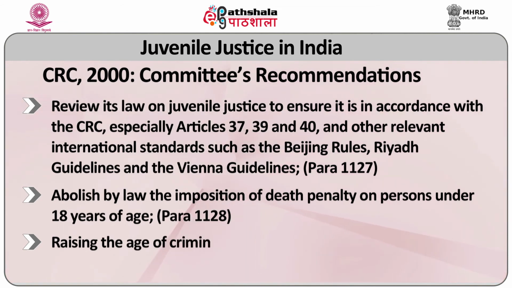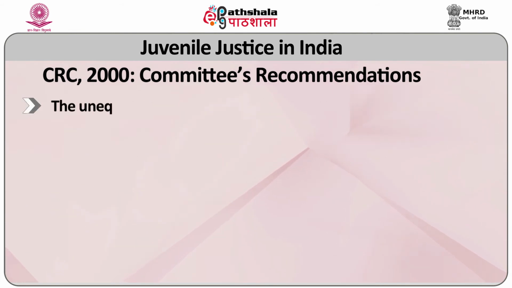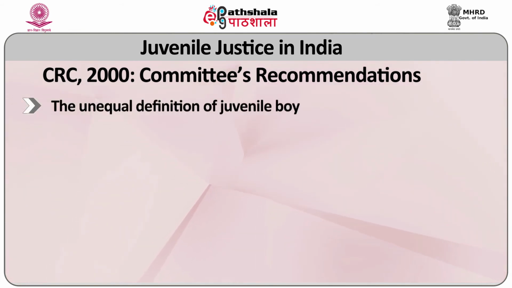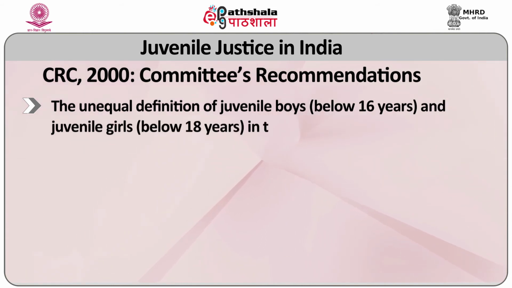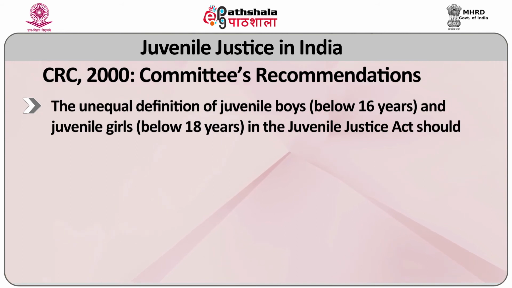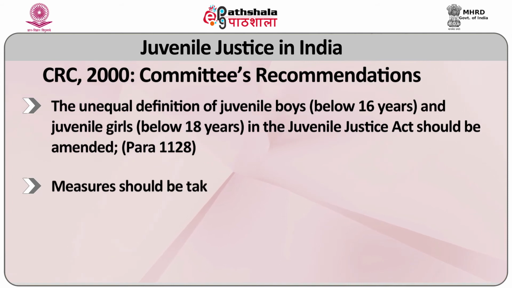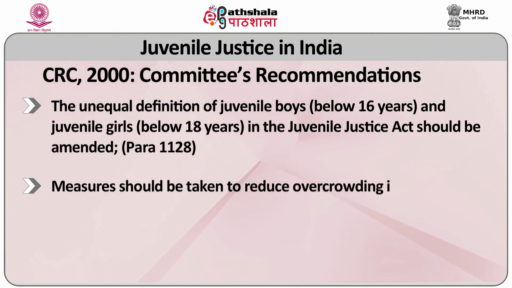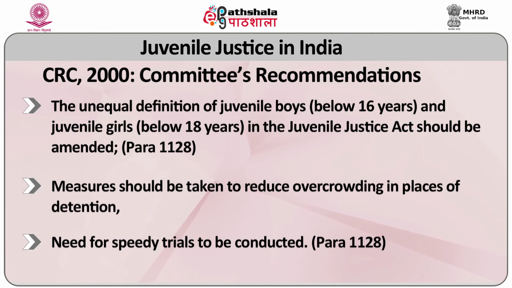Thirdly, it recommended raising the age of criminal responsibility and ensuring that persons under 18 are not tried as adults. Fourthly, the unequal definition of juvenile boys, which is below 16 years, and juvenile girls, which is below 18 years, in the Juvenile Justice Act should be amended. Fifthly, measures should be taken to reduce overcrowding in places of detention. And lastly, need for speedy trials to be conducted.